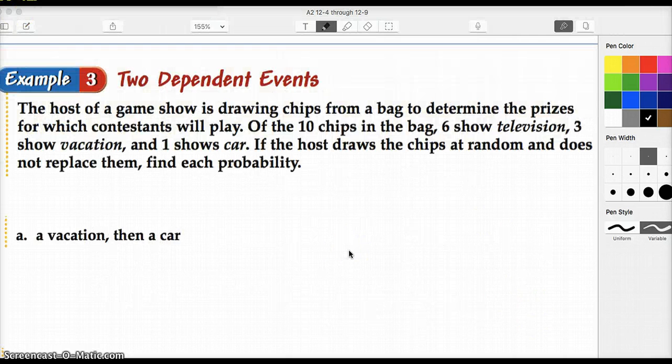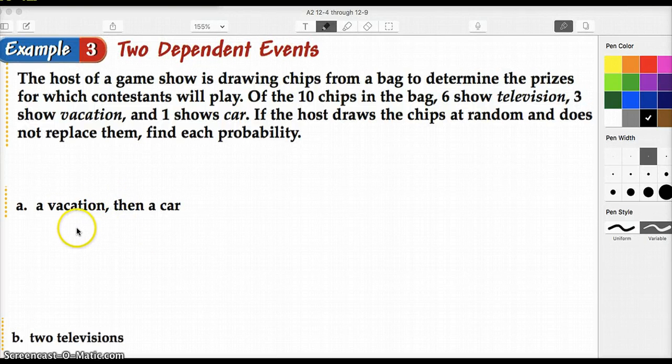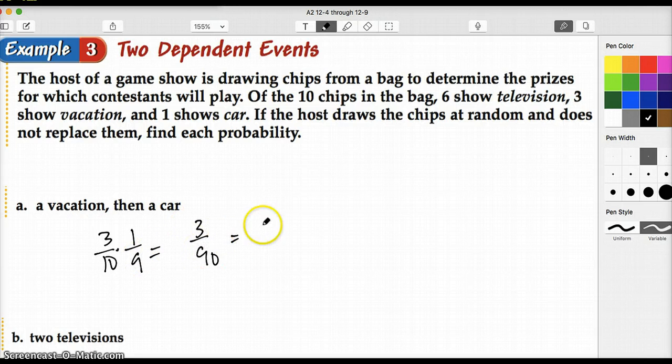In example 3, we're looking at the host of a game show drawing a chip from a bag to determine the prize for which the contestants will play. Of the 10 chips in the bag, 6 show television, 3 show vacation, and 1 shows a car. If the host draws the chip at random and does not replace them, find the probability of a vacation and a car. Well, since there's 10 chips, the probability of a vacation would be 3 out of 10. The probability of the car would be 1 out of 9.